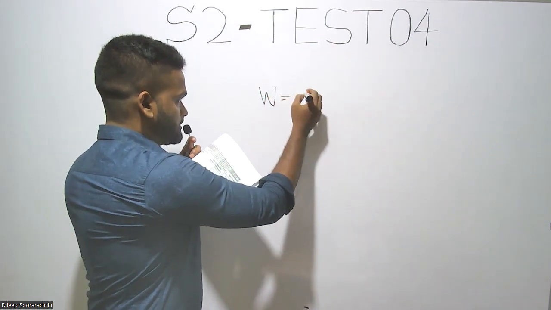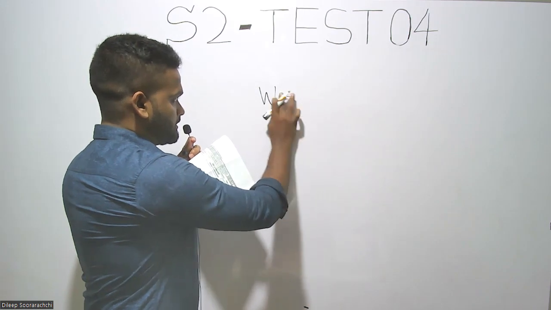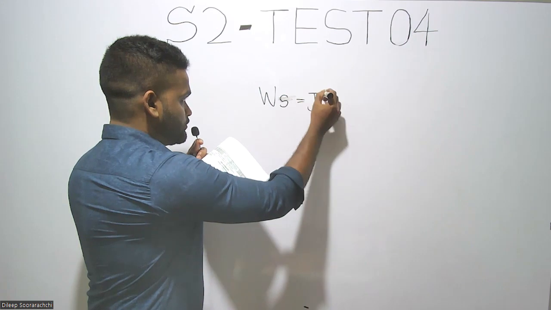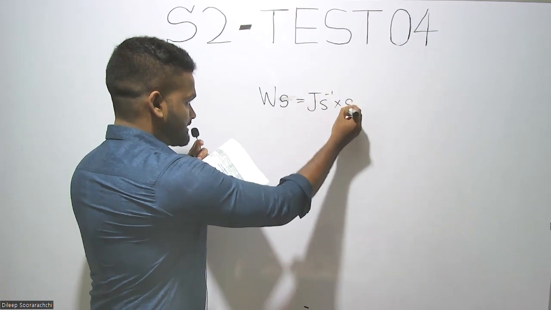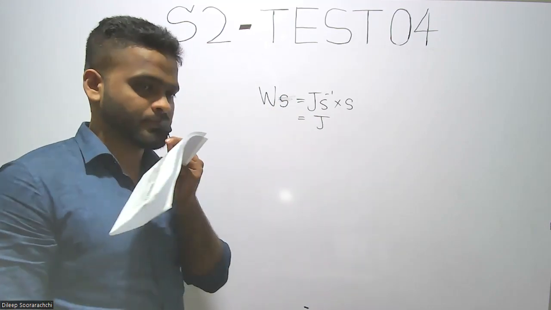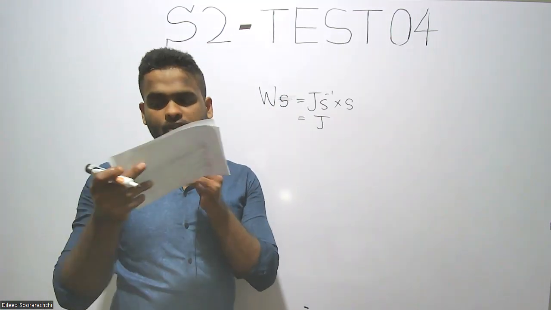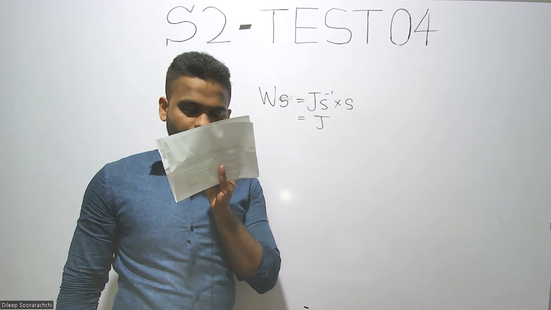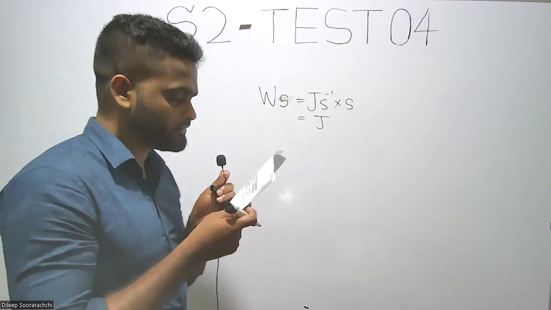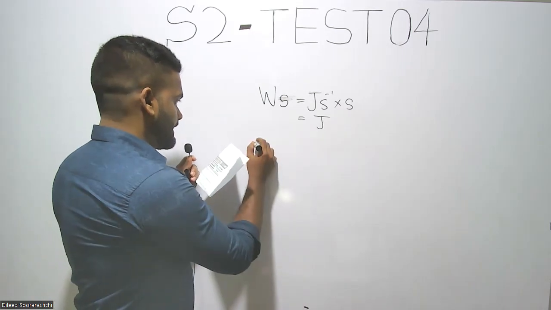Watt means power. Watt second means joules per second times seconds. So the unit watt second means just joules, so it also has the units of energy. The next one is intensity.